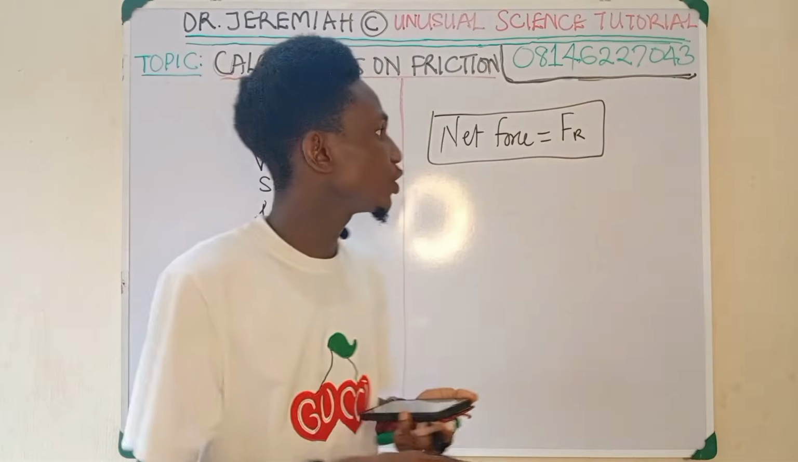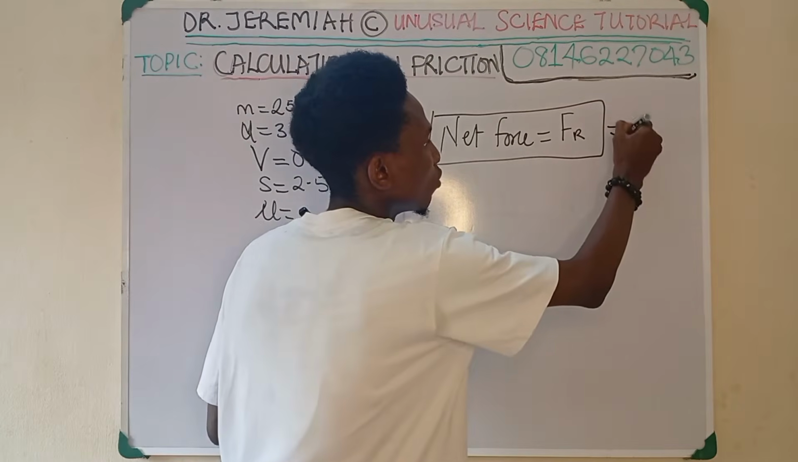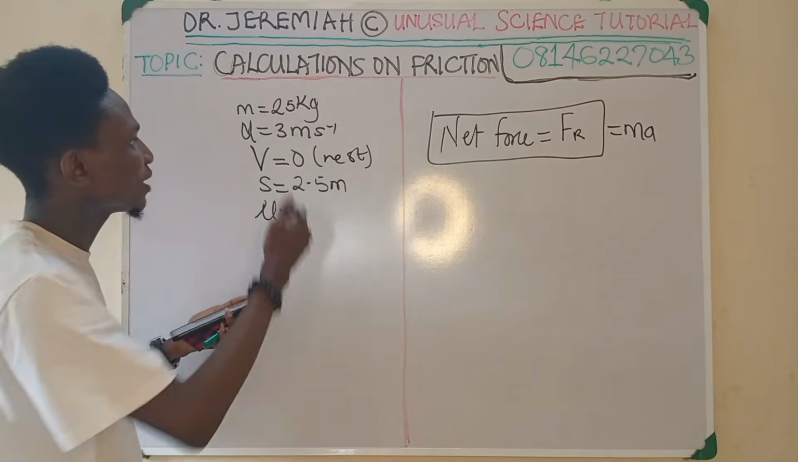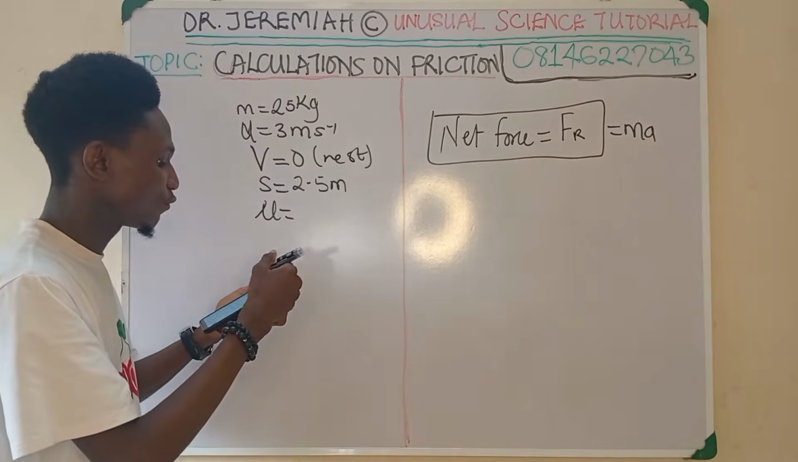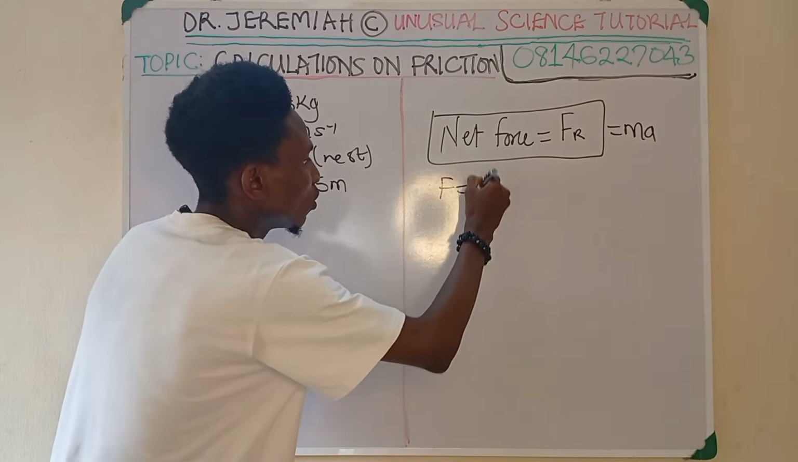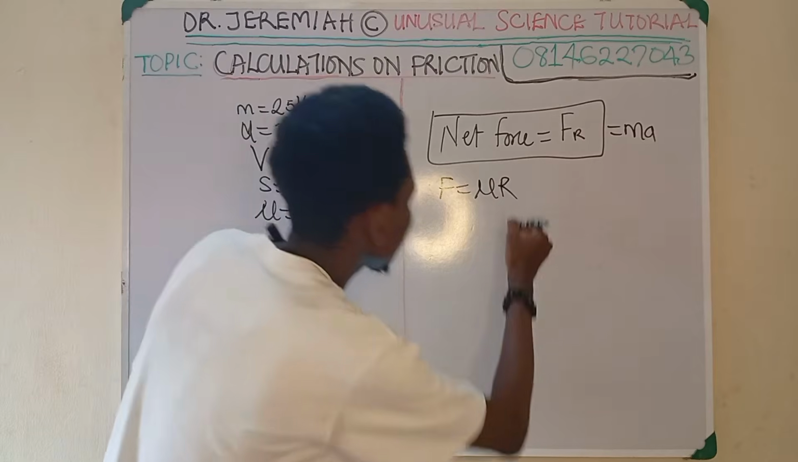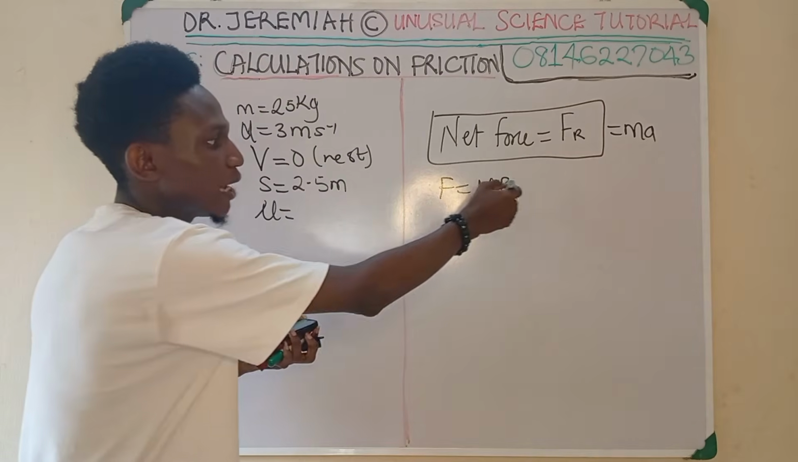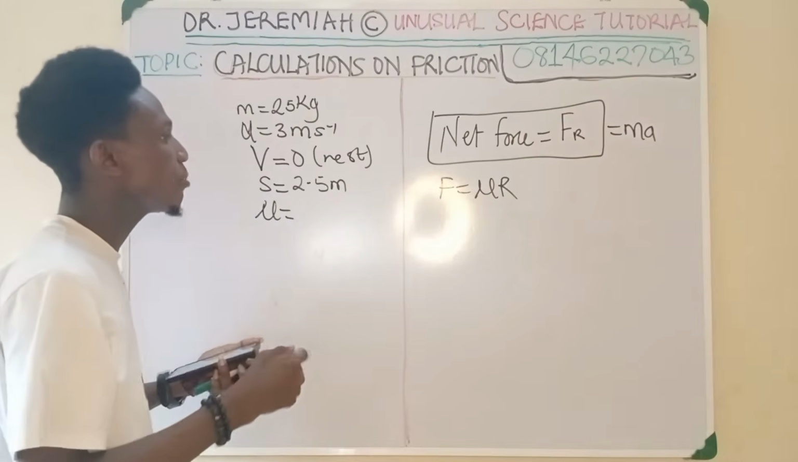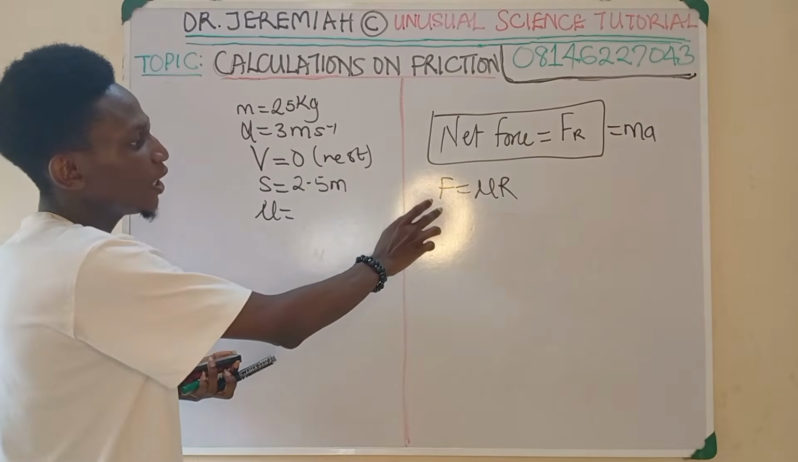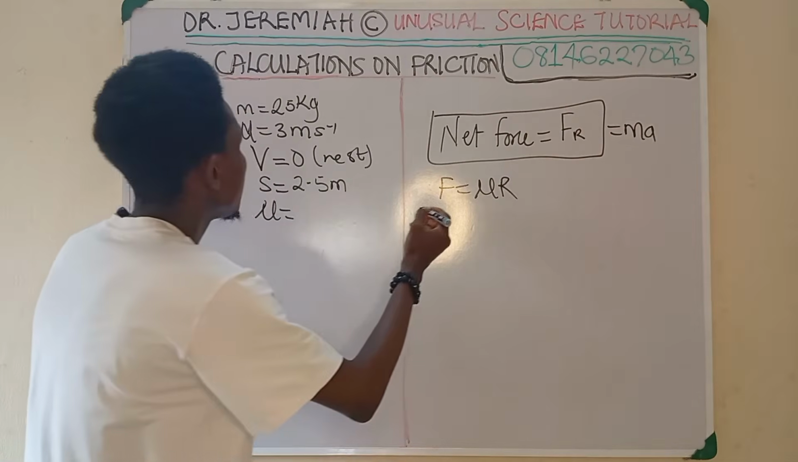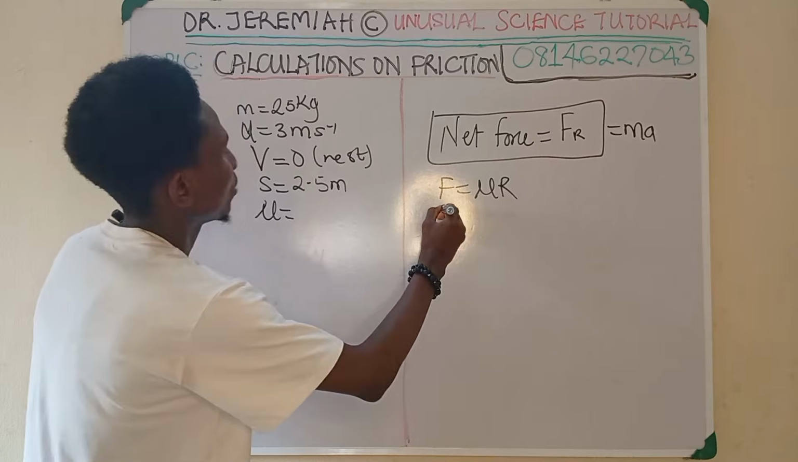Now, let's solve this question. I know that net force equals MA also. Don't forget. Now, let's quickly solve the question. We have that mass equals this one. What do we look for? Coefficient of friction. And you know that frictional force equals mu times normal reaction. Well, you know this formula, right? So from here, we already said that frictional force equals net force, which is MA. So we can write MA here. We have mass there, but we don't have acceleration.